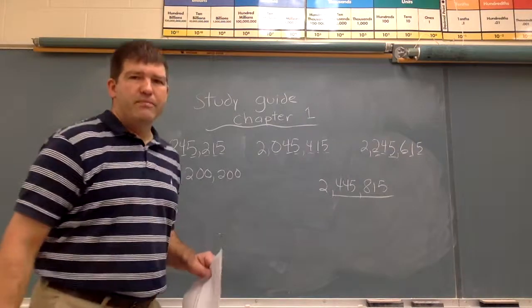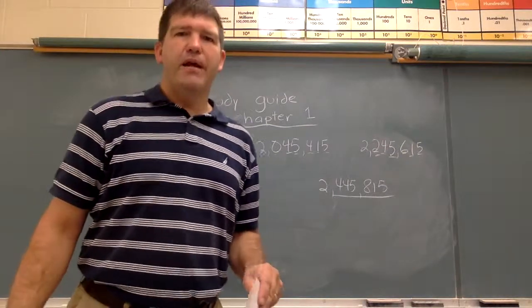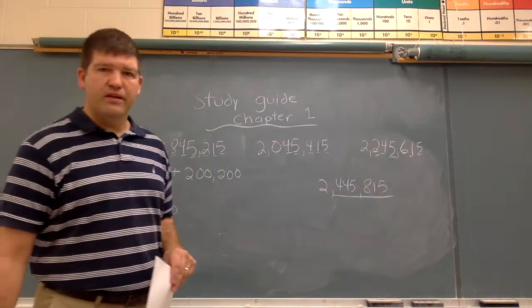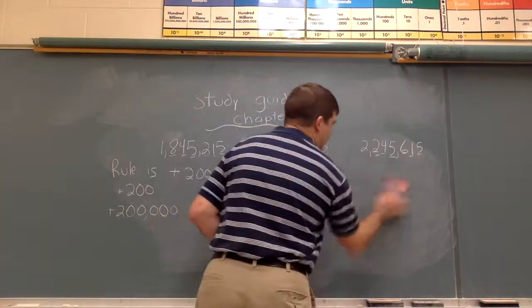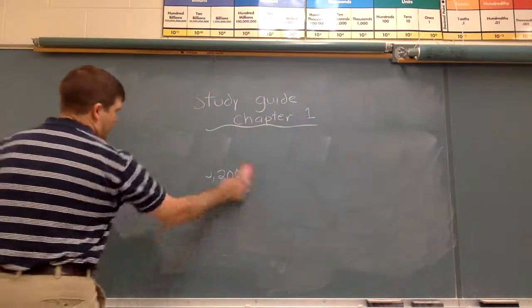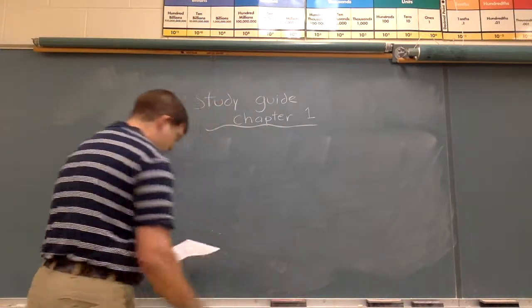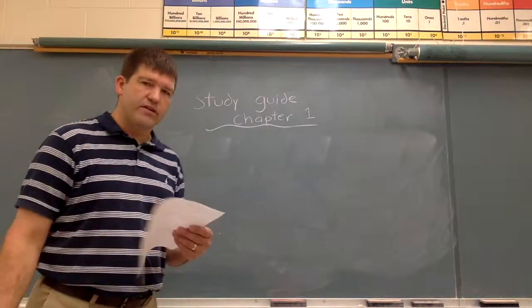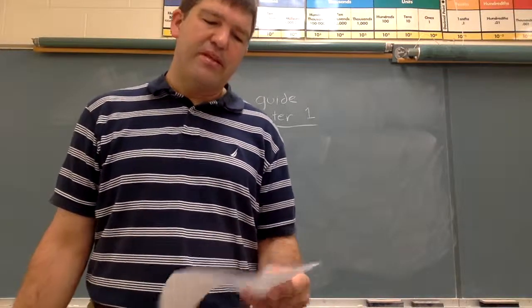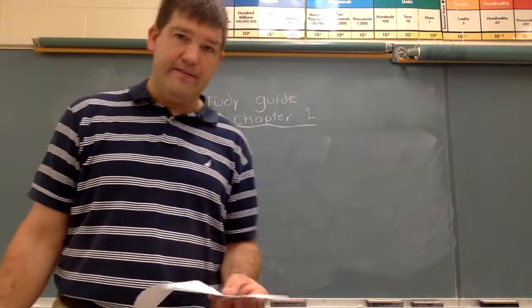Okay, two more problems on the study guide. They're both word problems. One has to do with finding the product and one has to do with finding the quotient. So let's start with the product. Number 10, it says there are 7 cookies in each box. There are 9,210 boxes. Estimate the total number of cookies.